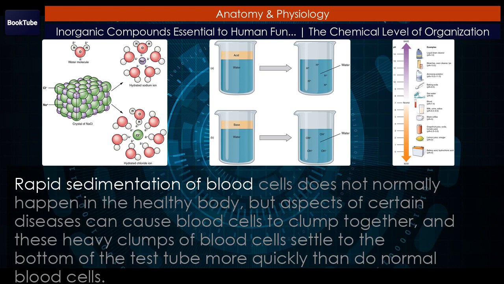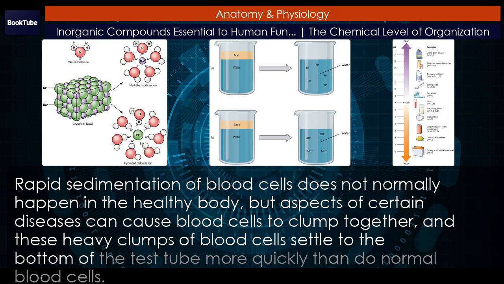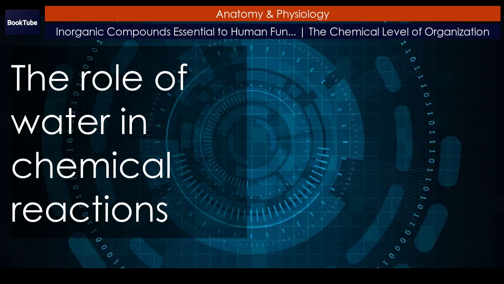Rapid sedimentation of blood cells does not normally happen in the healthy body, but aspects of certain diseases can cause blood cells to clump together, and these heavy clumps of blood cells settle to the bottom of the test tube more quickly than do normal blood cells. The role of water in chemical reactions.